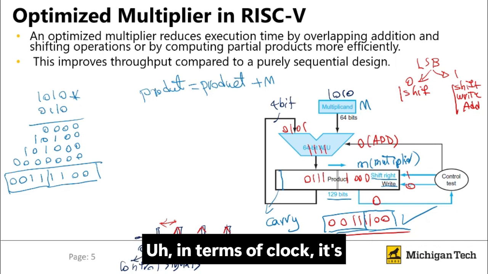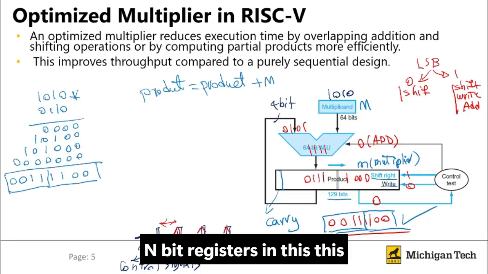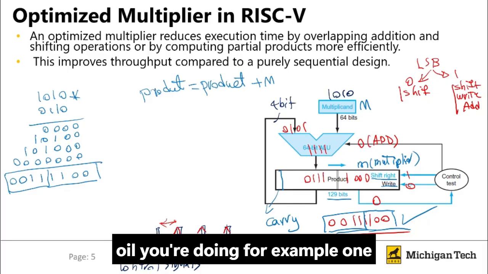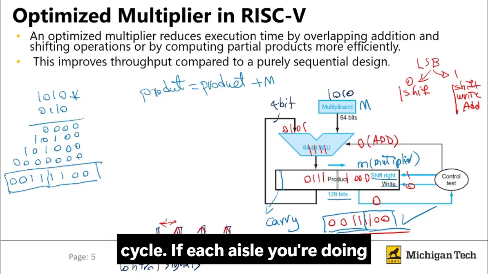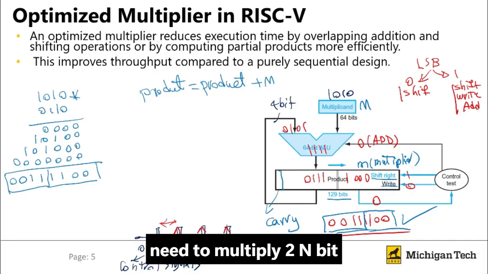But in terms of clock, how many clocks do we need to multiply n-bit registers in this example? Imagine each ALU is doing 1 cycle. If each ALU does 1 cycle, how many cycles do we need to multiply 2 n-bit registers? You tell me.